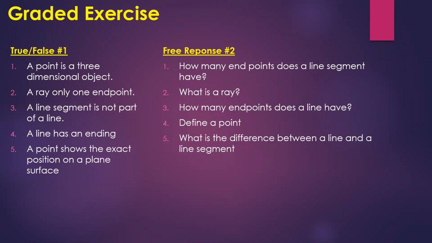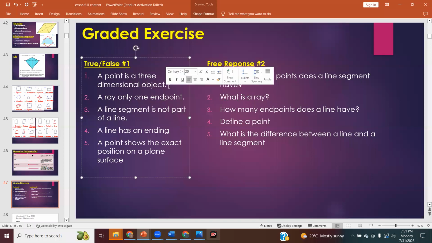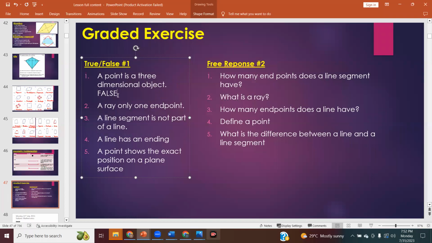All right, so let's answer the questions together. We're going to start from the top and go down. So Alasia, true or false? A point is a three-dimensional object. False. Good. How many dimensions is a point, Alasia? Two dimensions. A point is two-dimensional, really? No, a point is not two-dimensional. How many dimensions is a point, class?